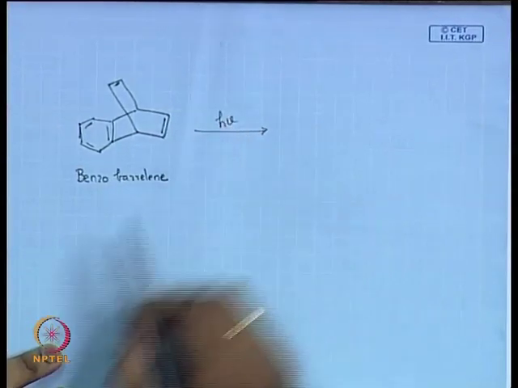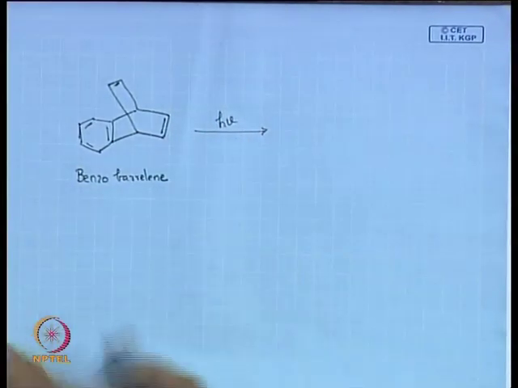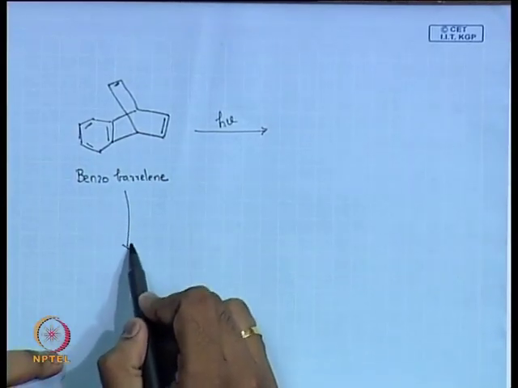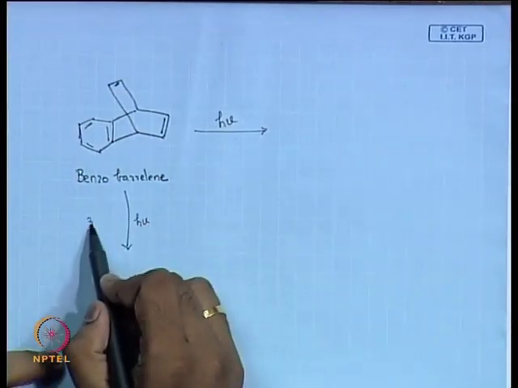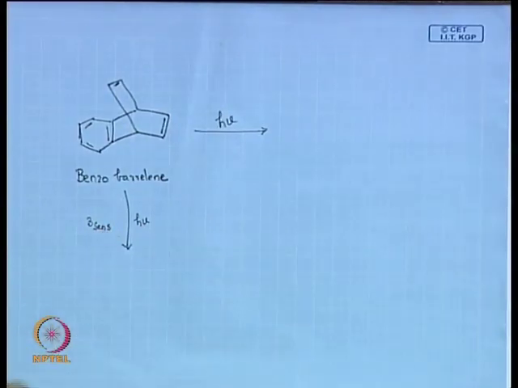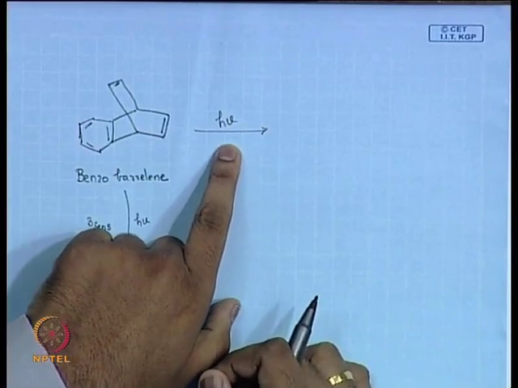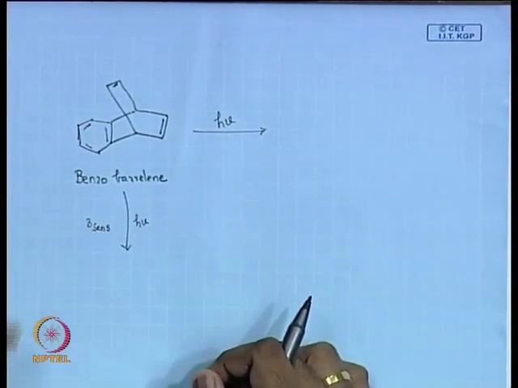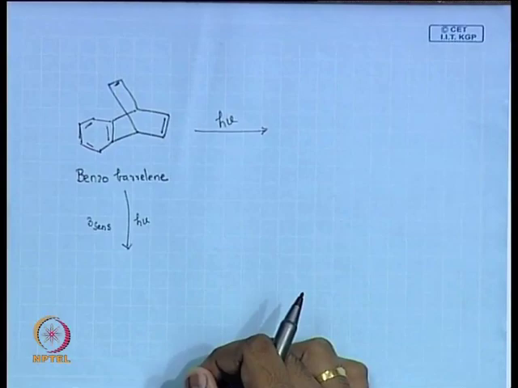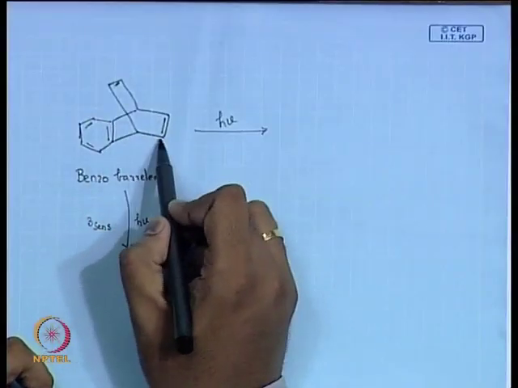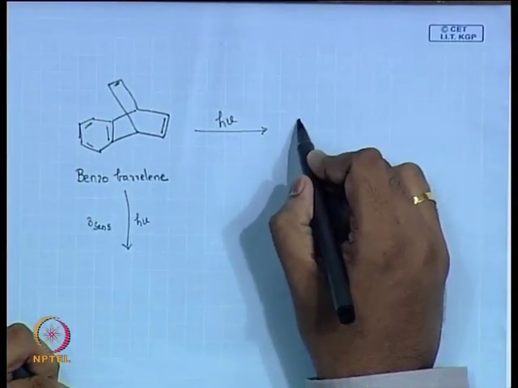I do a photolysis. In one case, I am doing it directly. In the other case, I am doing photolysis in the presence of my triplet sensitizer. If I do it in the presence of this one, what do you expect? You expect, like the quadricyclane in our previous case, an addition, an intermolecular dimerization. So, after that what happens?